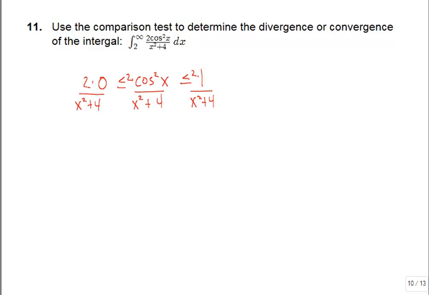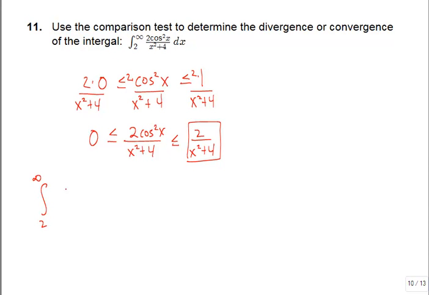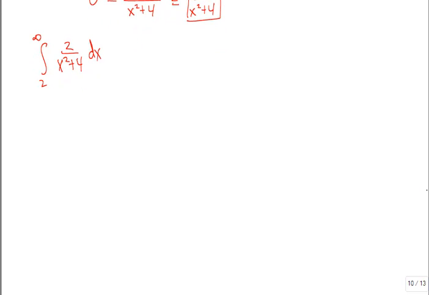So what this tells me is that 2 times 0 over x squared plus 4, which is still going to be 0, must be less than or equal to 2 cosine squared x over x squared plus 4, which is less than or equal to 2 over x squared plus 4. So think of this one as your greater function and this as your lesser function. If we can show that this bigger function converges, then that would force this smaller one to have to converge as well. So let's look at this one a little more closely, and I want to look at it from 2 to infinity. So let's see if we can figure out whether or not this integral converges or diverges.